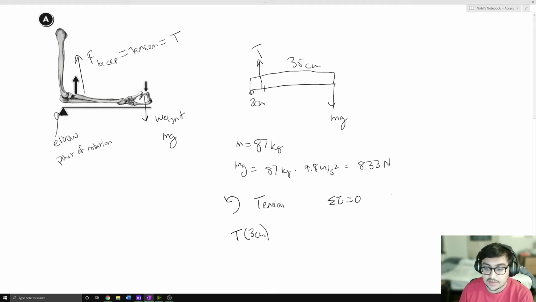And now we're going to consider all the forces that act in the opposite direction. And so now this is going to be the weight, and it's going to act around a length of 35 centimeters because that's the length of the arm. And so we want those to be equal to each other because they're going to cancel each other out. So we're going to set this to be 35 centimeters times the weight that we calculated earlier to be 833 newtons. So now we can just solve for tension, and that's going to be 35 times 833 over 3.